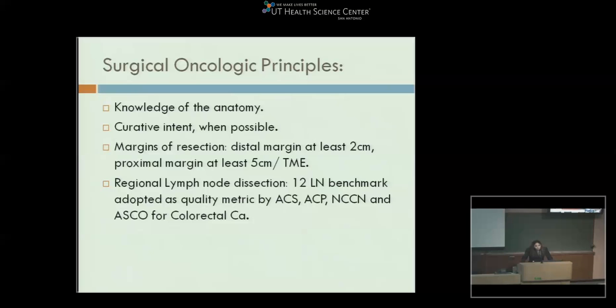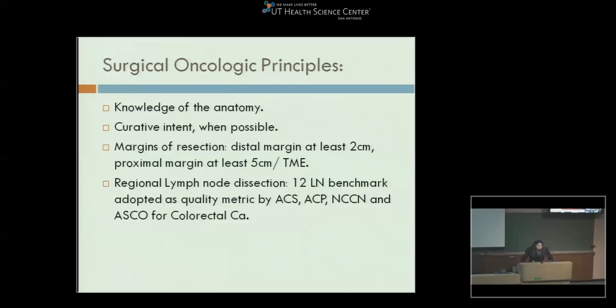Margins of resection are extremely important. A distal margin has to be at least 2 centimeters, and for the proximal margin, generally we try to achieve 5 centimeters in the case of colon. And always, of course, consider doing the total mesorectal excision, which is the standard of care for rectal cancer.